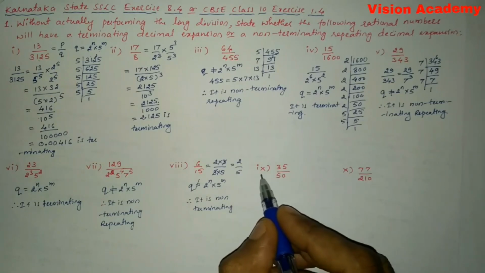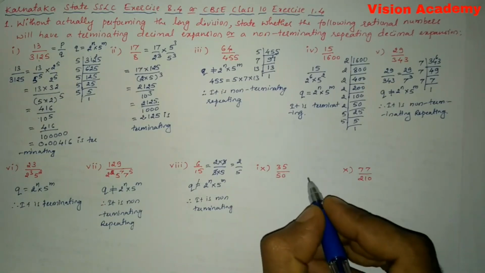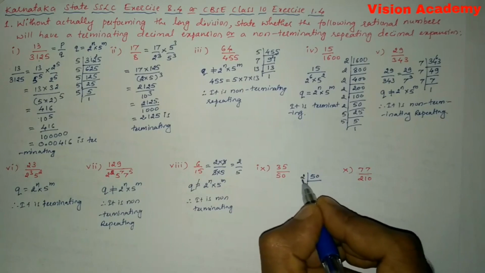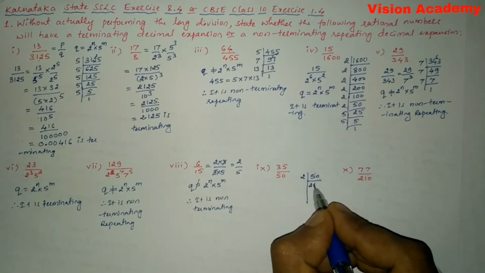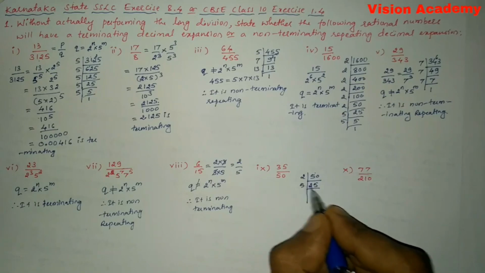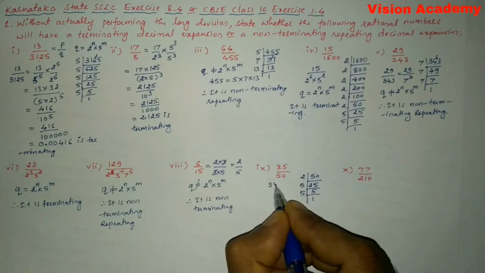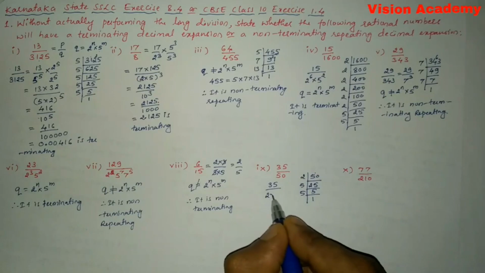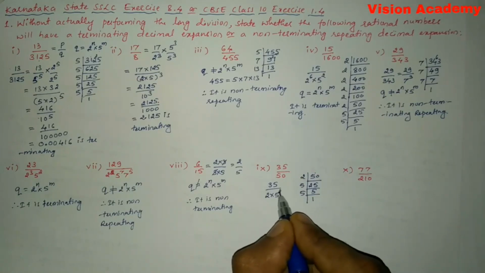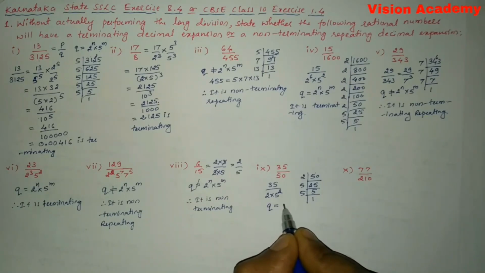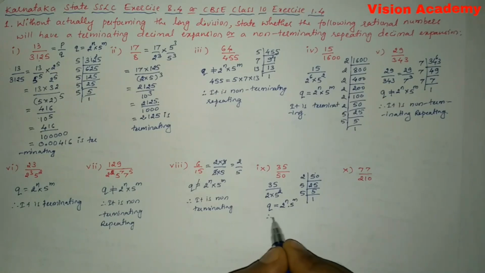Now let us move on to Roman number 9, 35 by 50. So here denominator 50, let us divide this with the factor 2. 2 2s are 4, 2 5s are 10, again 5 5s are 25, 5 1s are 5. So here we can write 35 divided by 50 as 2 into 5 2 times, that is 5 to the power 2. Here q, that is the denominator, is in the form 2 to the power n into 5 to the power m. So therefore it is terminating.